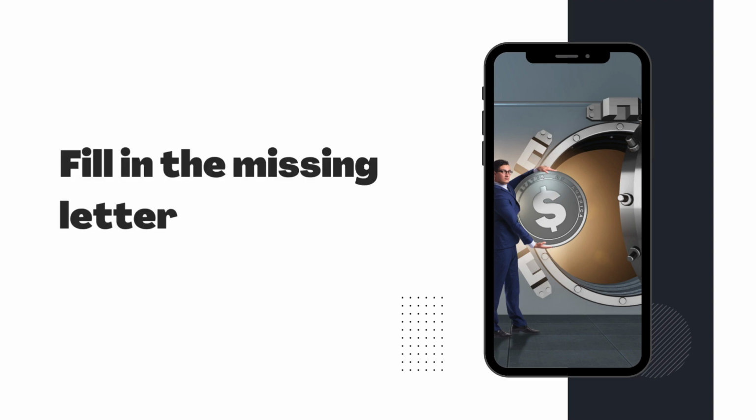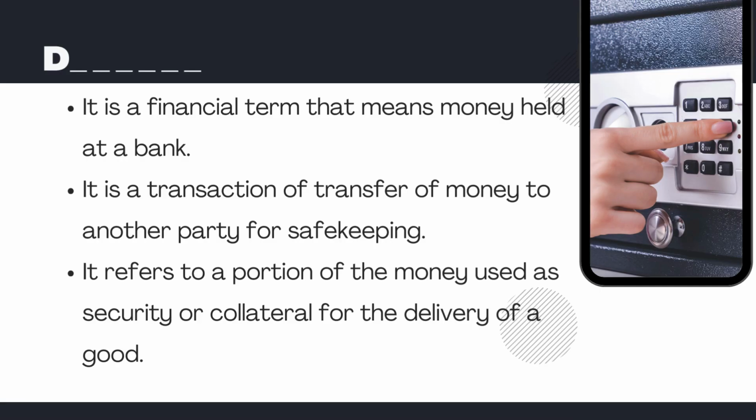Ready, set, think. Warm up your brains with the missing letter challenge. What is a financial term that means money held at a bank? A transaction involving the transfer of money to another party for safekeeping. It refers to a portion of the money used as security or collateral for the delivery of a good. Yes, you are correct. It is deposit.